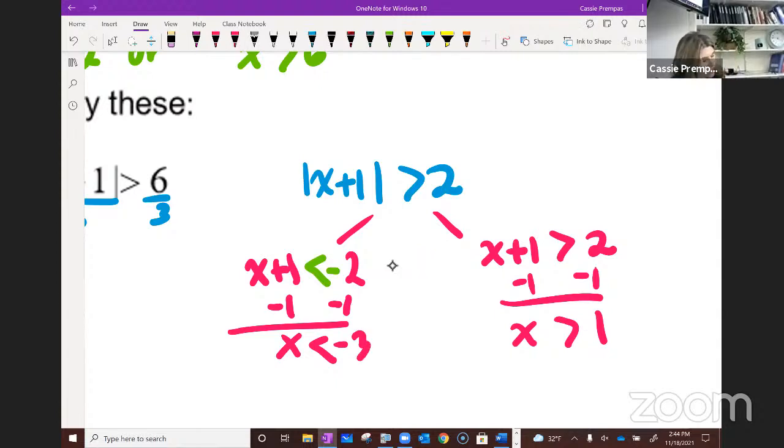Is this an or an and situation? In the over, yeah. Good, because it's a greater than symbol.